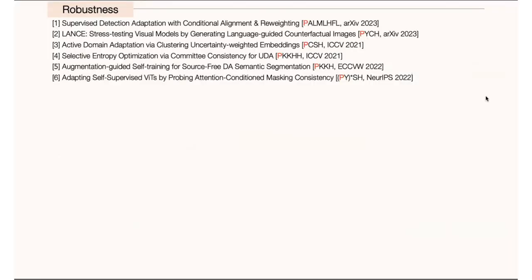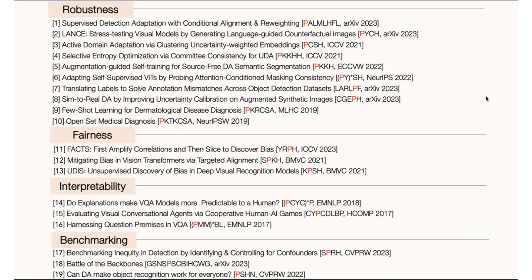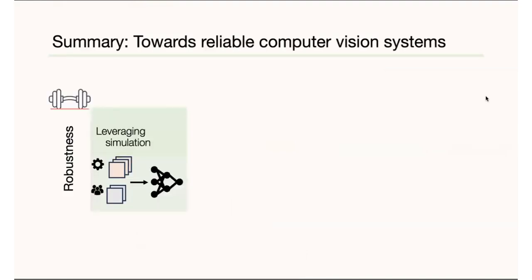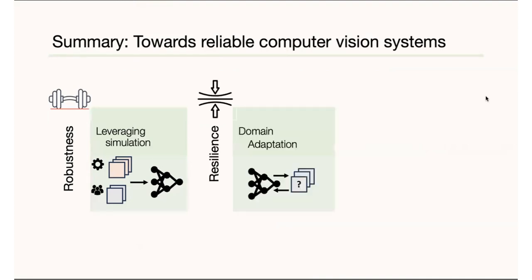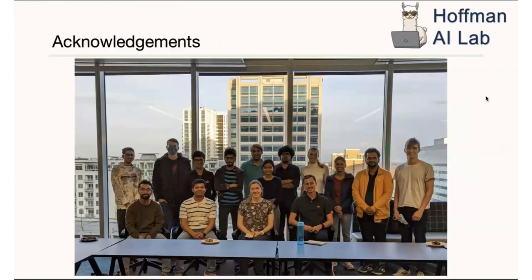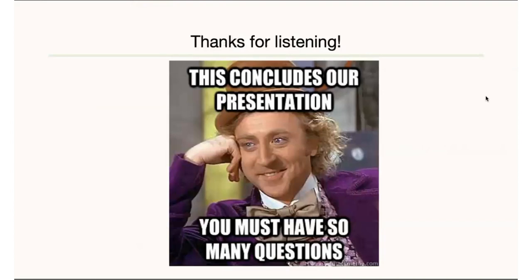This is just some of the work I presented today, and some of my other work. I'm happy to talk about it offline if anyone's interested. To summarize, today I talked about building reliable computer vision systems by leveraging simulation for robustness, by doing domain adaptation for resilience, and by generating counterfactuals for stress testing. I'd like to thank all my collaborators at Georgia Tech and the Hoffman AI Lab. That's my presentation. Thank you.